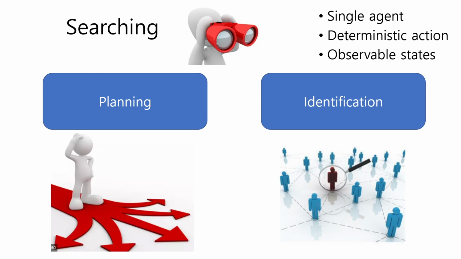Planning is sequences of actions to find the goal. At this stage, we think about the path more than finding the goal. In an identification problem, we concentrate on the goal more than the path. And CSPs are specialized for identification problems.